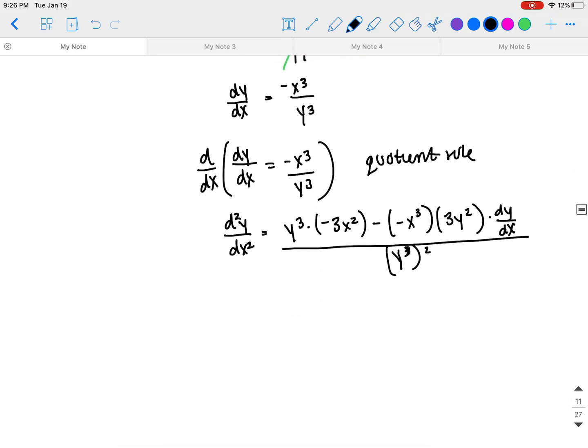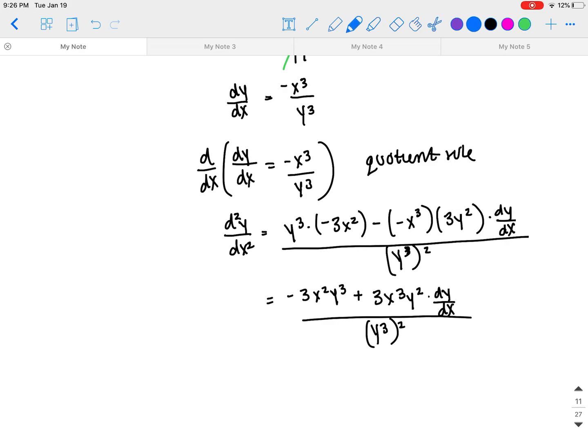So let's simplify this just a little bit further. The second derivative is going to be negative 3x squared y cubed. By subtracting that negative, it is going to become plus 3x cubed y squared times dy dx all over y cubed squared.